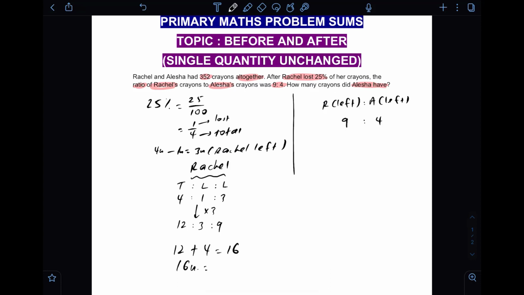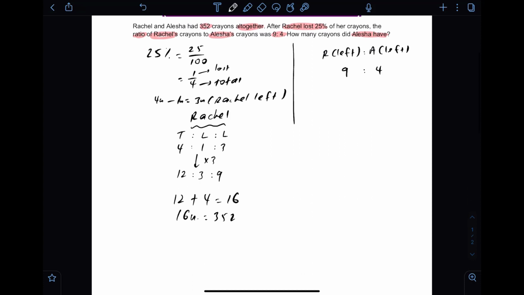And 16 units will be equivalent to 352 crayons. How many crayons did Alicia have at first? So she had 4 units, right? We can just take 352 divided by 4 to get our final answer. 352 divided by 4 is 88 crayons at first.